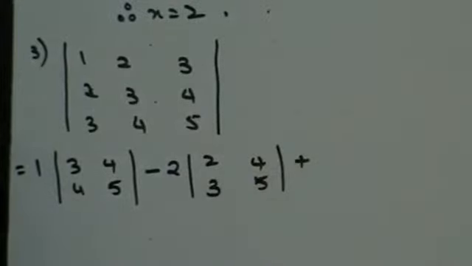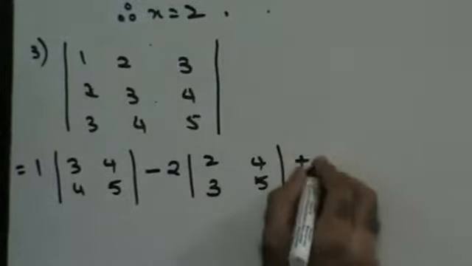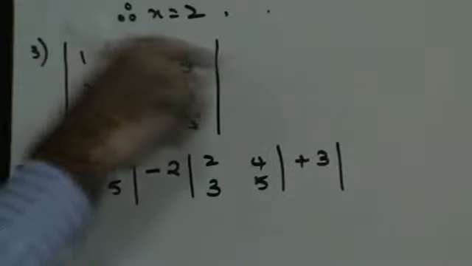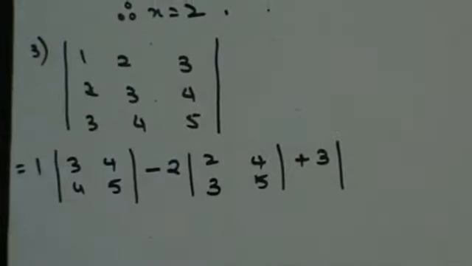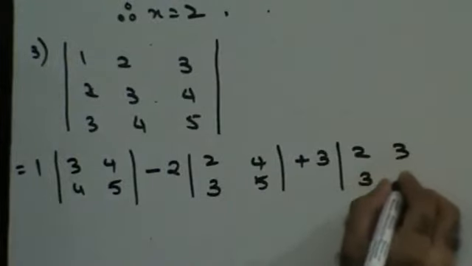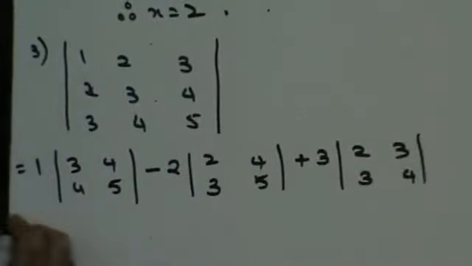Plus, why plus? That's a part of the formula. Take the third element of the first row. Once I take the third element of the first row, that means I cannot take the first row and the third column. That means I will have 2, 3, 3, 4. Now how do I solve this?